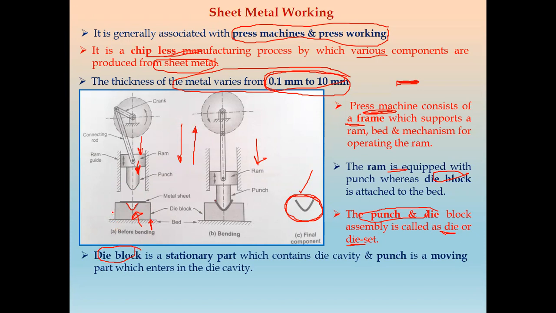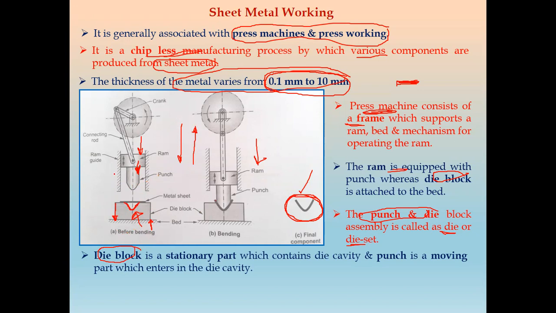It is fixed to the bed. This part, the die block or die, is fixed to the bed. So it is a stationary part which contains the die cavity. We have this cavity created inside this die, and that cavity is called a die cavity.